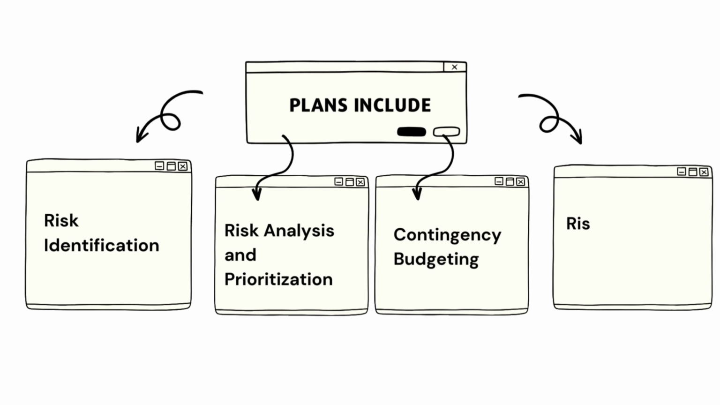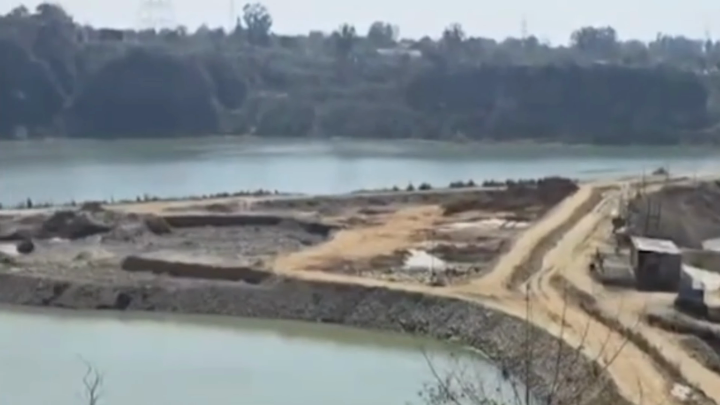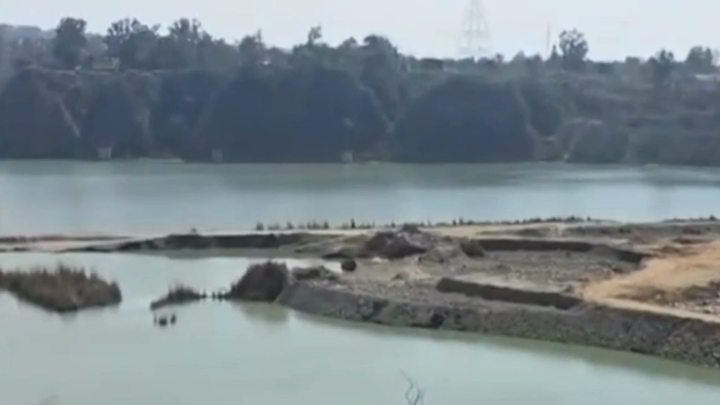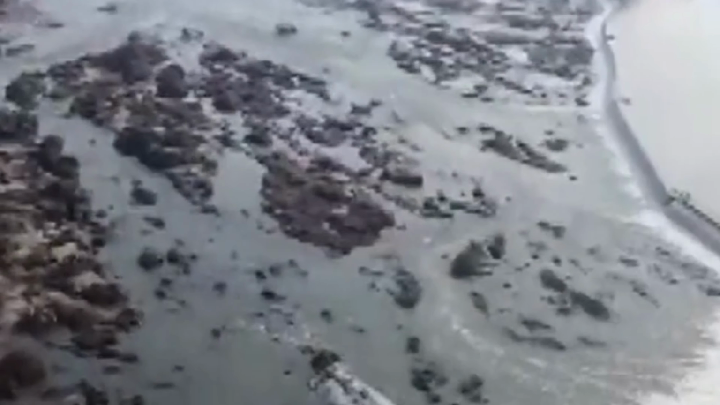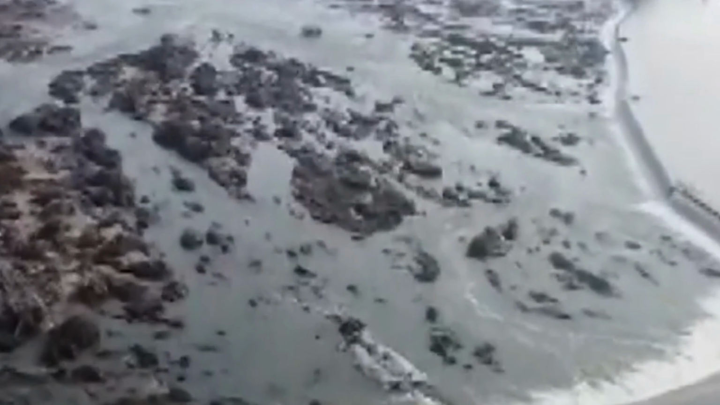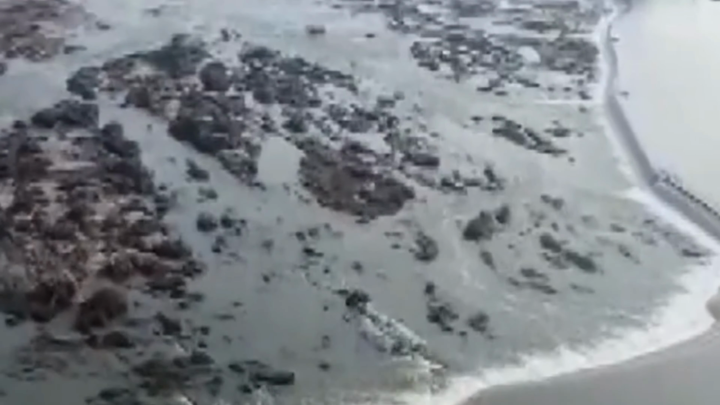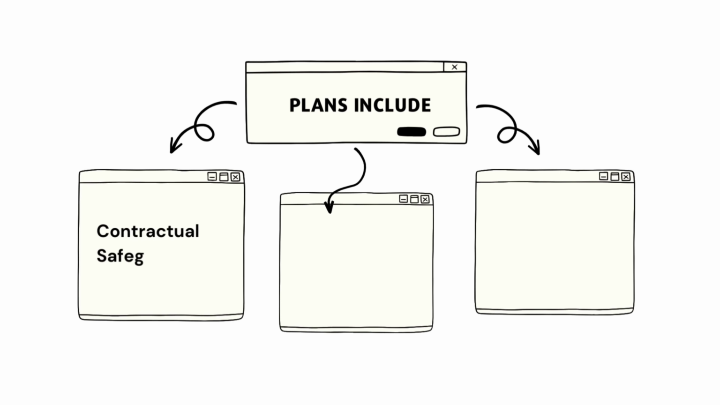Number 4 is risk response planning. For each identified risk, specific response plans are developed to mitigate or manage its impact. This may involve implementing proactive measures to prevent risk from materializing, such as enhancing quality control processes or securing alternative supply sources. In case where risk cannot be entirely avoided, contingency plans outline reactive measures to minimize their effects and ensure project continuity. Number 5 is contractual safeguards.